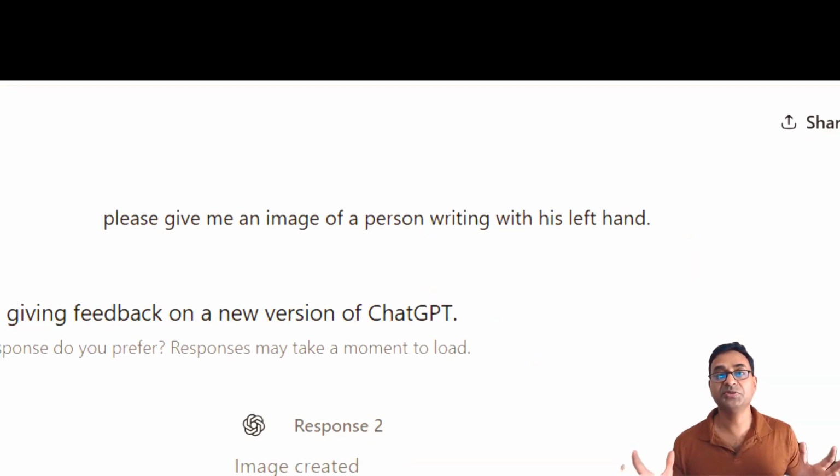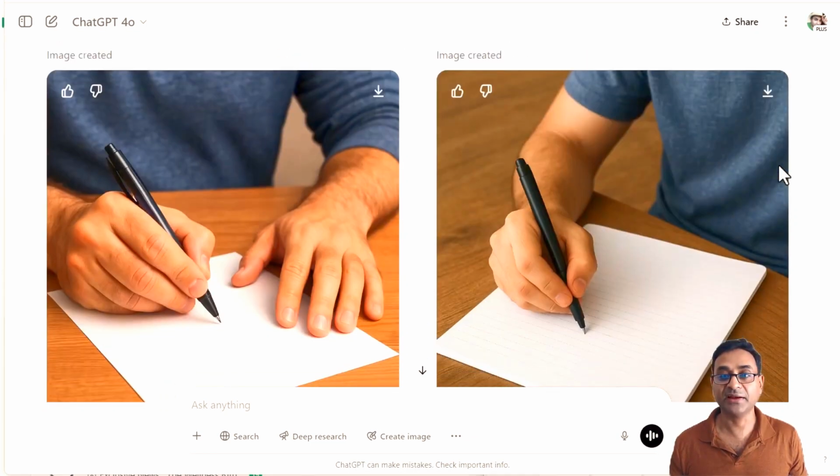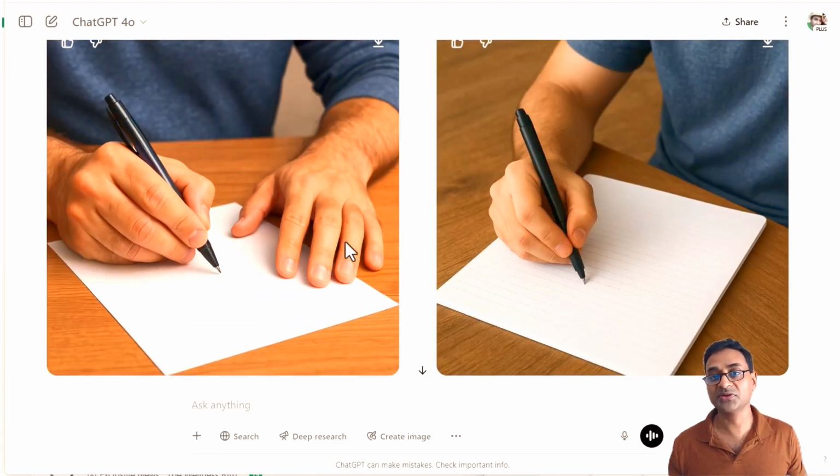Also, I've asked ChatGPT to give me an image of a person writing with his left hand. ChatGPT gave me two responses, two options, and both of them show a person writing with their right hand. Now you can see ChatGPT has made a mistake out here. So let's try and analyze why. Let's try and understand why this is happening.